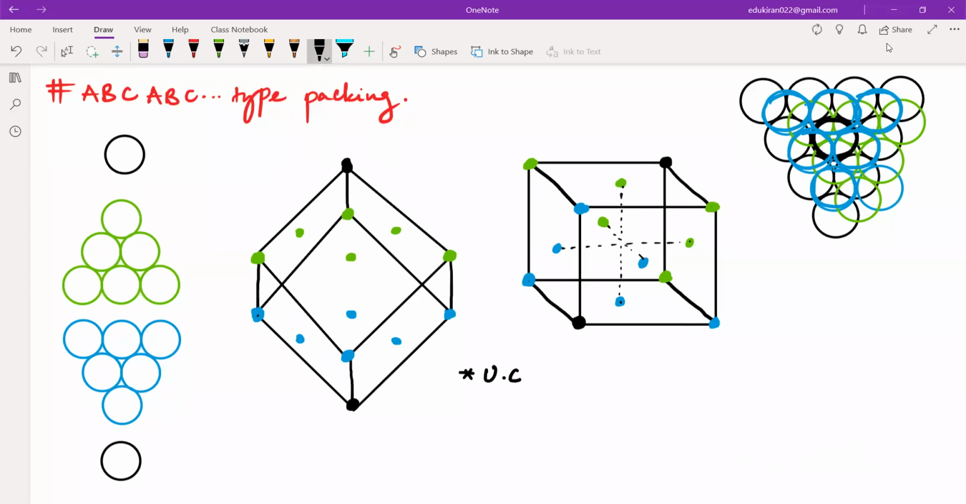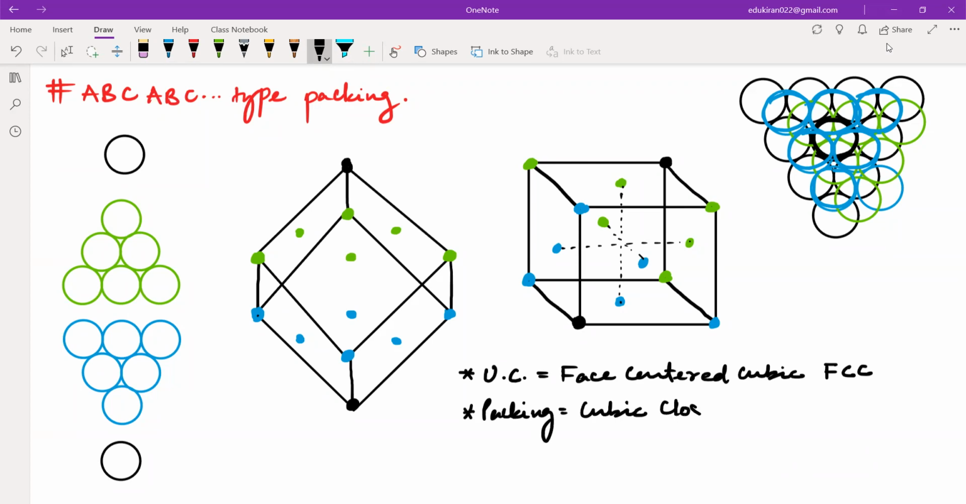The unit cell is face-centered cubic, also known as FCC. And the packing is known as cubic close packing. Okay, so ABC type of packing or cubic close packing.